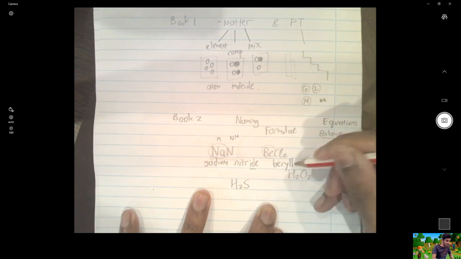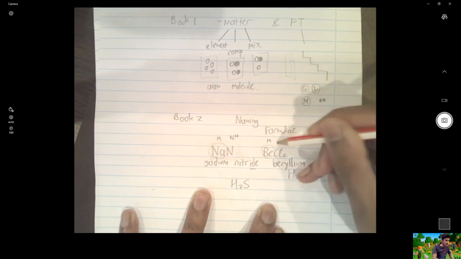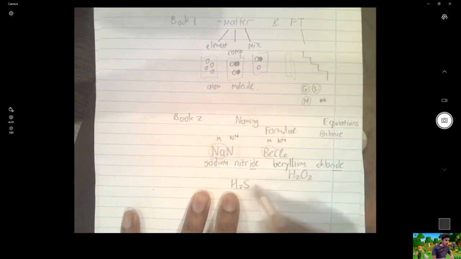BeCl2, that again has a metal. It also has a very tricky spelling. Beryllium. Chlorine changes to chloride. That's as simple as it is to name metals and non-metals. When you have 2 non-metals, it's not that much more difficult.